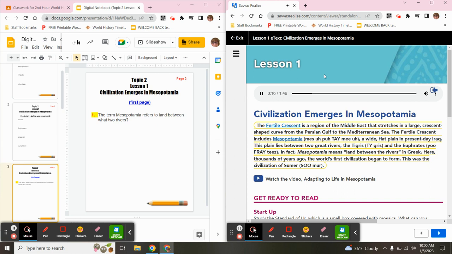The Fertile Crescent includes Mesopotamia, a wide, flat plain in present-day Iraq. This plain lies between 2 great rivers, the Tigris and the Euphrates. In fact, Mesopotamia means land between the rivers in Greek. Here, thousands of years ago, the world's first civilization began to form. This was the civilization of Sumer.